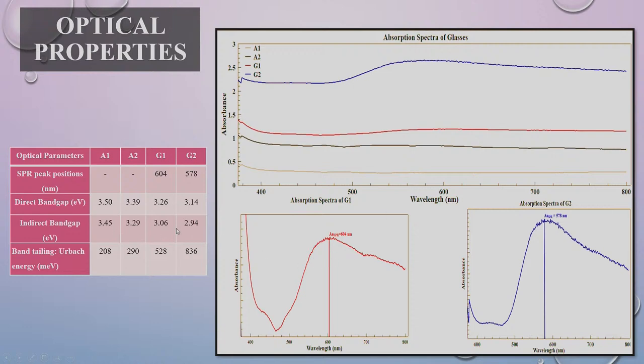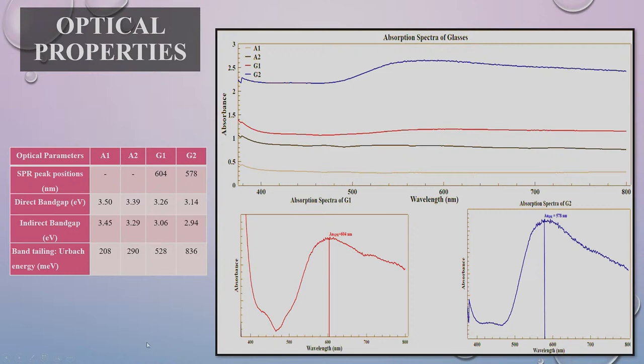Direct band gap and indirect band gap studies were also performed. Along with that, I have performed something called the Urbach energy. What exactly does the Urbach energy deal with? Urbach energy speaks about the strength of disorder in the material. When I say strength of disorder, it also correlates with the formation of more non-bridging oxygens. For G2 glass it is around 836 milli electron volt, whereas for G1 glass it is around 528 milli electron volt. So G2 has more non-bridging oxygens.